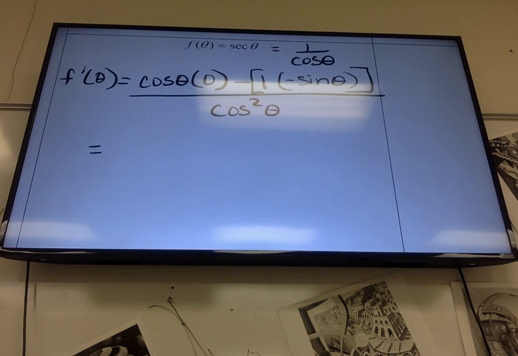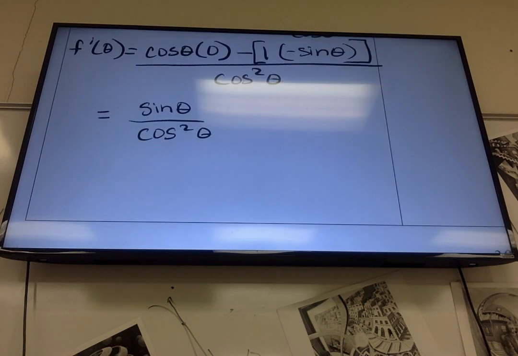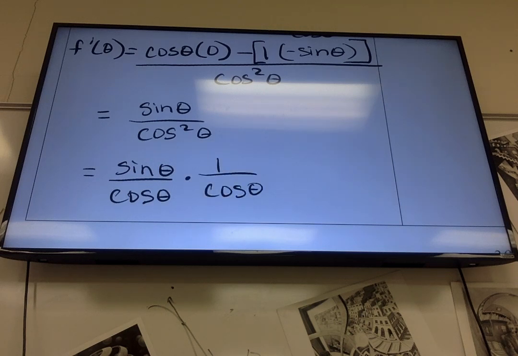Okay, so cosine times 0, that's just 0. So it's negative times negative, positive sine of theta over cosine squared of theta. So here's how I'm going to rewrite this. I'm going to do sine of theta over the cosine of theta times 1 over the cosine of theta, because I have 2 cosines.